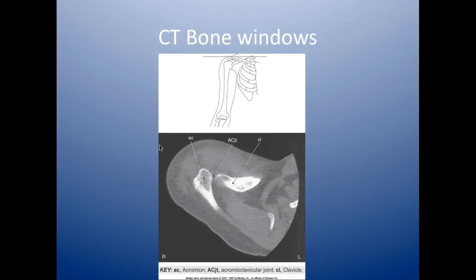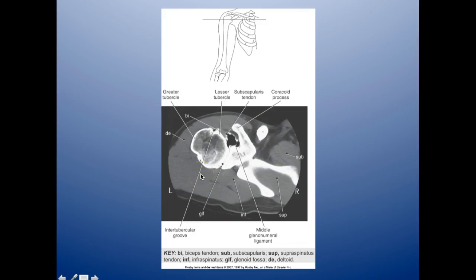So here is a CT. CT is a lot harder to see, and I won't ask you any kind of great details with CT like I will with MRI, and you'll see the difference. So for bone work, CT is great. So here is your clavicle, your AC joint, and your acromion.